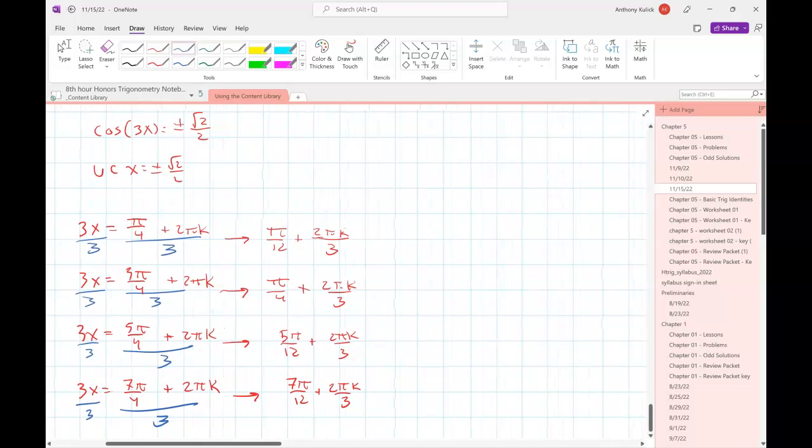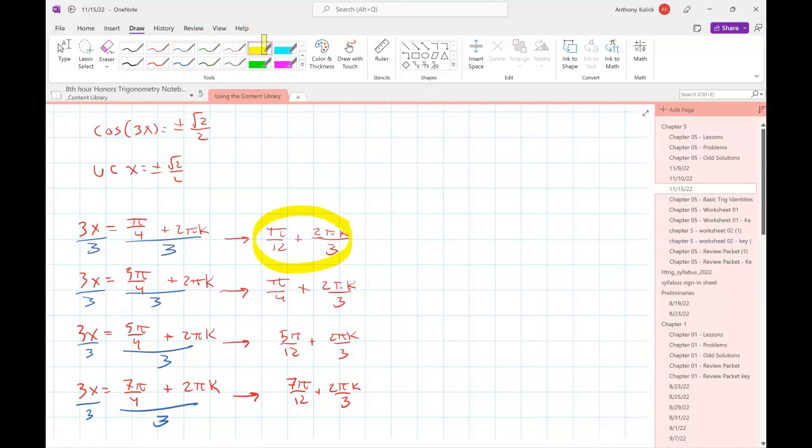Now, what I'm about to do, it's probably going to be more helpful to have a common denominator between these two things. So I'm really going to write this as 8 pi k over 12 instead of 2 over 3. It'll just make the arithmetic easier. Well, yeah, I'll do that, and then I'll do this.